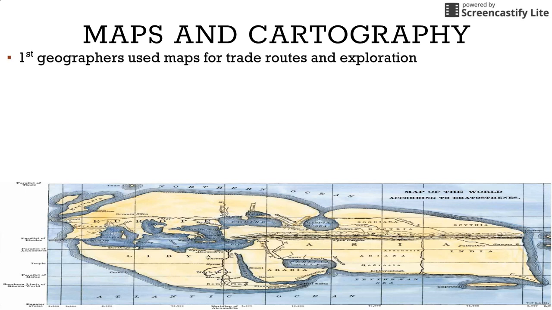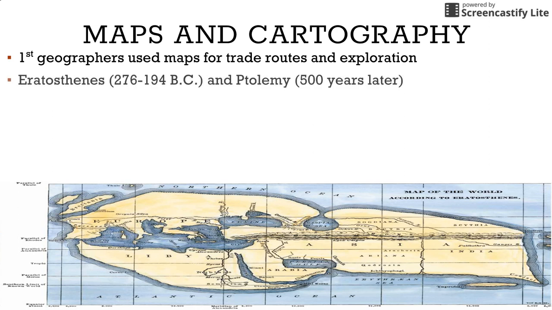Our very first geographers used maps literally for trade routes and exploration. Without maps, they were lost. And we take that so much for granted today, that we understand where we are and how to get somewhere. But before maps and before the understanding of Earth's surface, you didn't have that. You didn't know where you were, and you didn't have a really clear understanding of the Earth either.